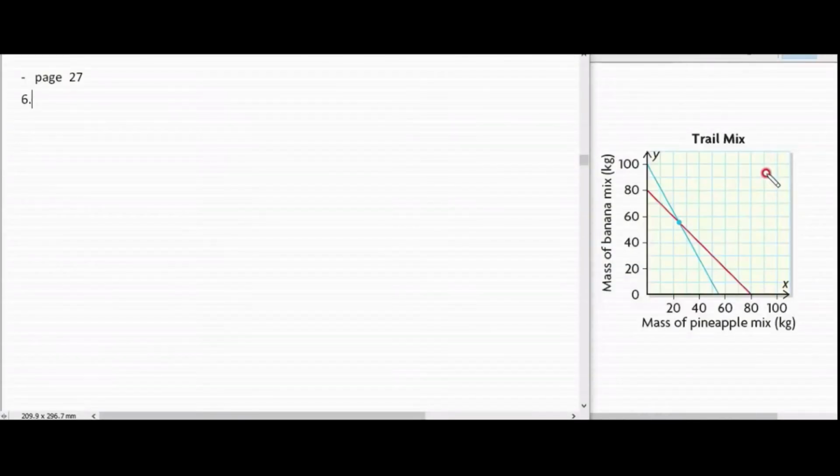This is question 6. Austin is creating a new trail mix by combining two of his best-selling blends. One is a pineapple coconut macadamia mix that sells for $18 per kilogram, and one is a banana papaya peanut mix that sells for $10 per kilogram. And then he's making 80 kilograms of new mix and will sell it for $12.5 per kilogram. So we should solve this question by just looking at the graph.